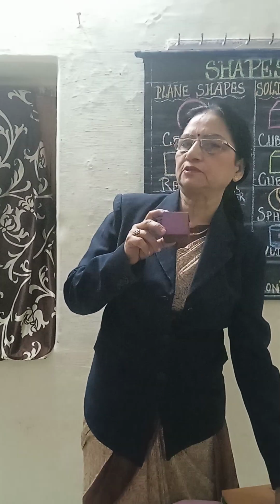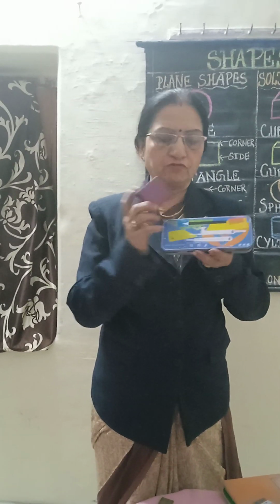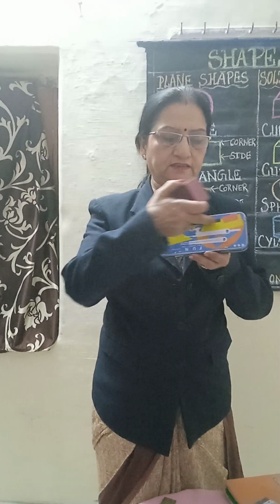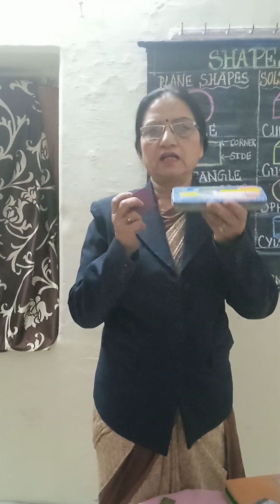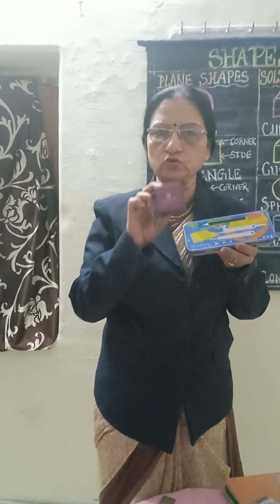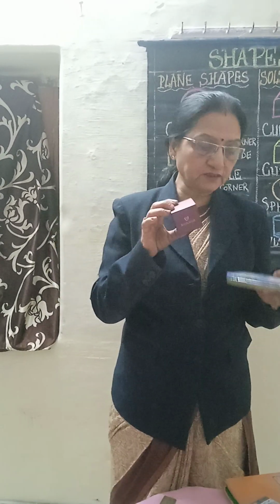Now what is the difference between the cube and cuboid? If the face looks like a rectangle, this face looks like a rectangle, then it is a cuboid. If the face looks like a square, if this face looks like a square, then it is a cube. Hope all of you understood the difference between the cube and cuboid.